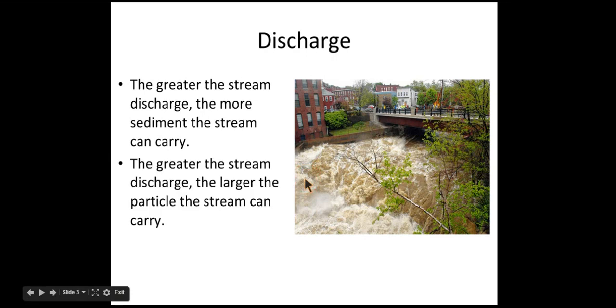It's also true that the greater the discharge, the larger the particle the stream can carry. So the more water that's moving through that stream, the larger the stuff that it could pick up. So it'll be able to pick up more cobbles or boulder-sized sediment versus just sand, silt, and clay if there isn't very much water flowing through.